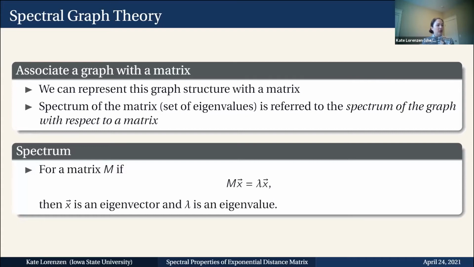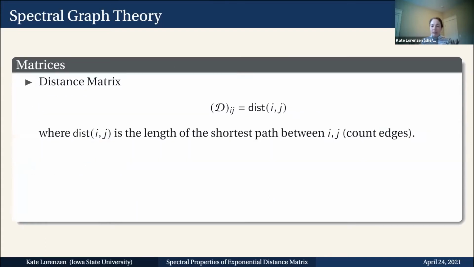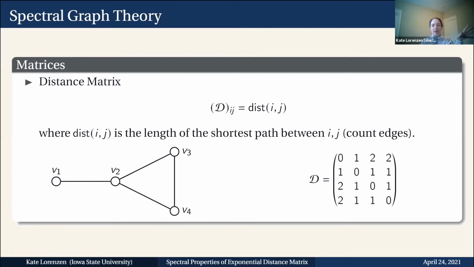All right, there's a lot of ways that we can represent a graph with a matrix. The first way that I want to talk about is something called the distance matrix. The distance matrix has its ij-th entry be the distance between vertex i and vertex j, where I think of distance as the length of the shortest path. Here I have my graph, and I also have my distance matrix. Since vertex 1 is distance 1 away from vertex 2, since it only takes one edge to get there, I'm going to have a 1 in my 1,2 entry. And since vertex 1 is distance 2 away from vertex 3, I'm going to have a 2 in my 1,3 entry.